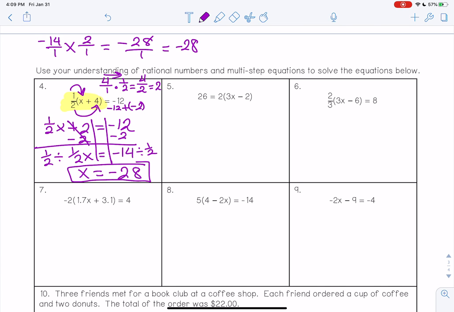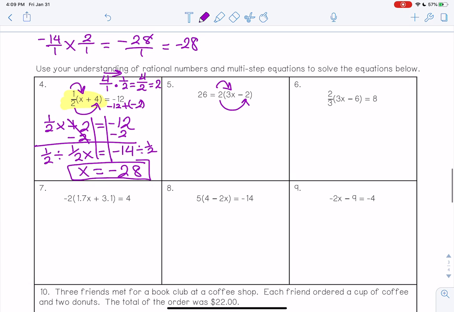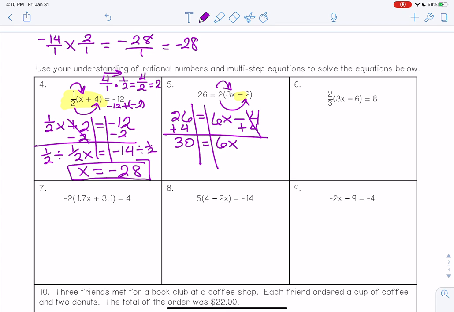For number 5, once again, we have the distributive property we need to do first. We have that 2 outside the parentheses, so we need to multiply that through. So we're going to end up with 26 equals 2 times 3x, which is 6x, minus, because there's a minus here, 2 times 2, which is 4. Now we're ready to draw the river. I'm going to add the 4 to both sides. Remember, it doesn't matter what side the x is on, just as long as you get it by itself. And you end up with 30 equals 6x. Now you can just go, okay, what times 6 gives me 30, which is 5. Or you can do the opposite operation, which is division. And you'll end up with 5 equals x. Okay, so 2 different ways of thinking about how to solve that problem.